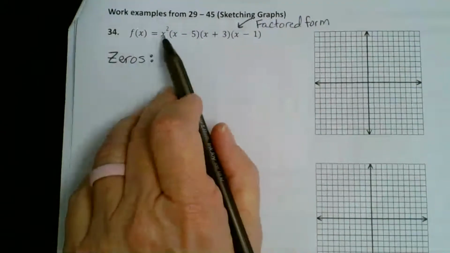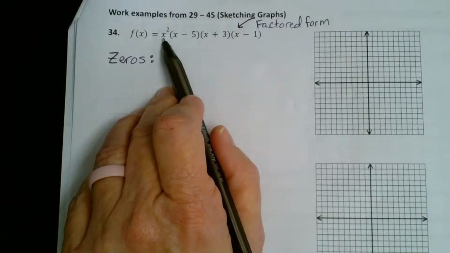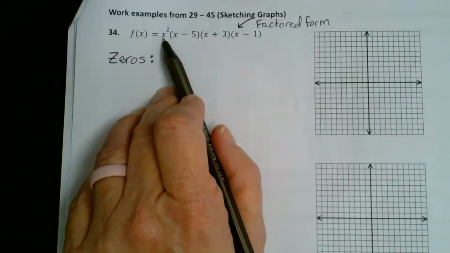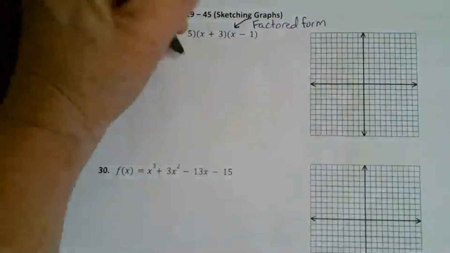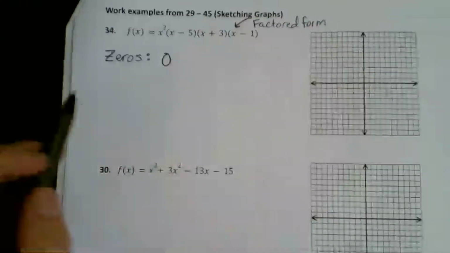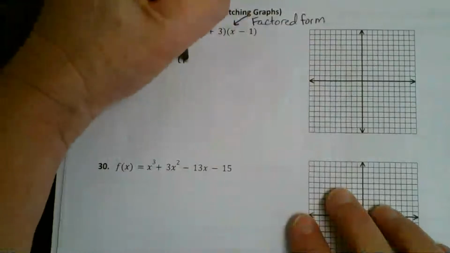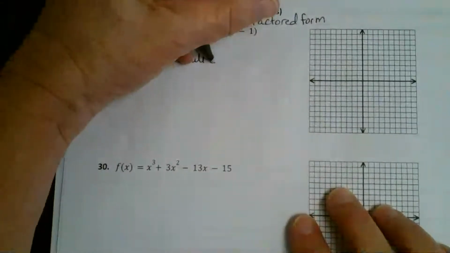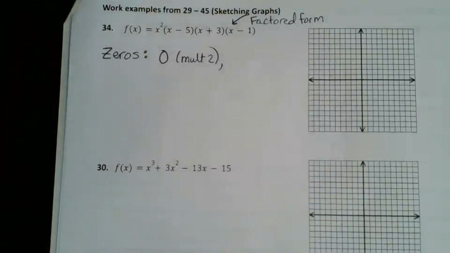Now, y'all, take a look at this very first thing that they factored out. Do you see how it has a monomial out in front? Okay, if you have a monomial, that means that 0 is one of your zeros. But since that x is squared, what's its multiplicity? So I'm going to put multiplicity of 2, which tells me a little bit of something about what my graph is going to do at 0.